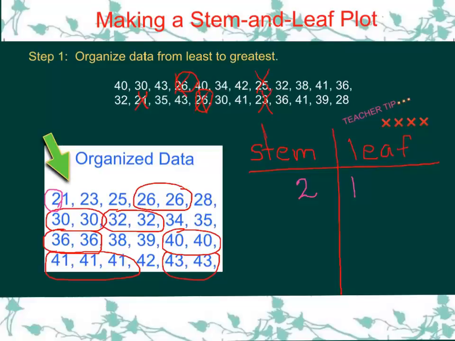The second number we have is 23. We've already got the 2 on our stem, so all we have to record is the digit in the 1's place. So we record the 3, and so forth.